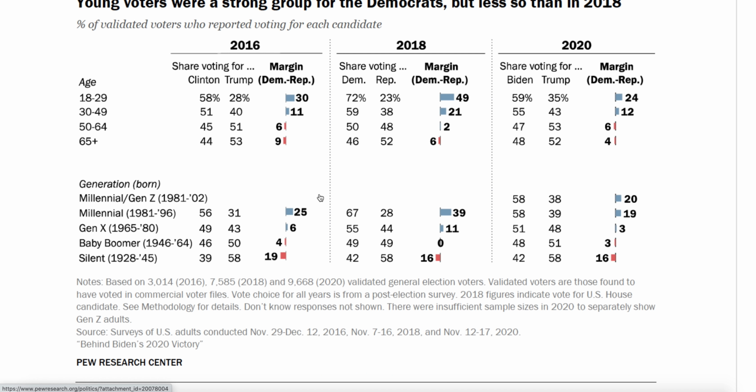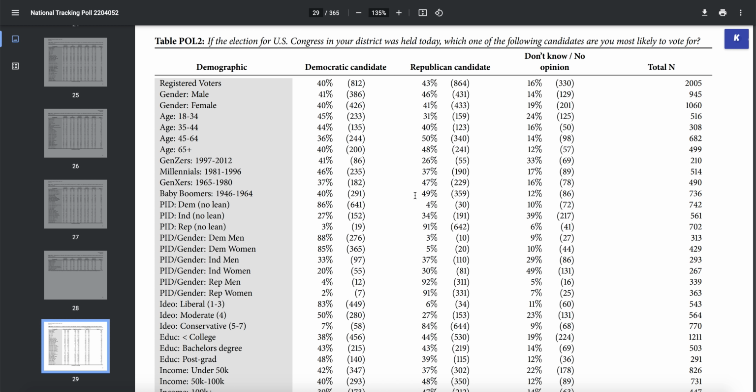Looking at recent years, if you're looking at 18 to 29, not exactly the same age range, but you'll find that even in 2016, Clinton won them by 30. In 2018, the Democrats won them by 50. In 2020, Biden won them by 24. You're looking at some pretty large leads here, and seeing them up only by 14 points probably isn't exactly going to match expectation.